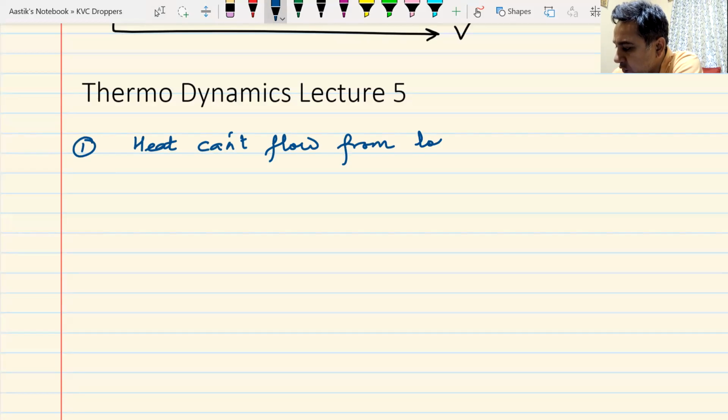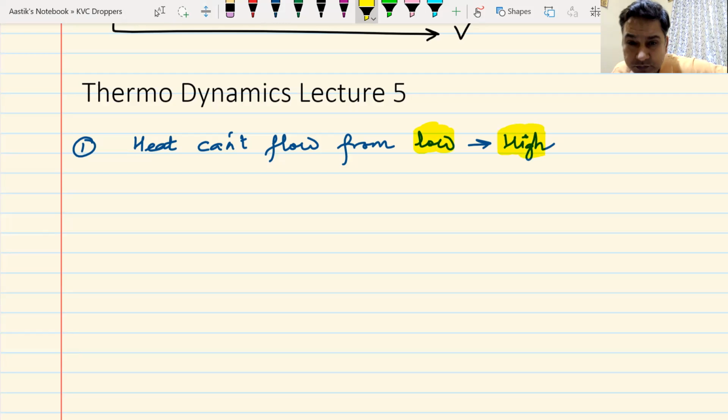Heat can't flow from lower temperature to higher temperature. Heat cannot flow on its own from low temperature to high temperature. It can flow on its own from high to low, but it cannot flow on its own from low to high. That way it tells us the direction of heat flow. Heat can only flow from high to low.